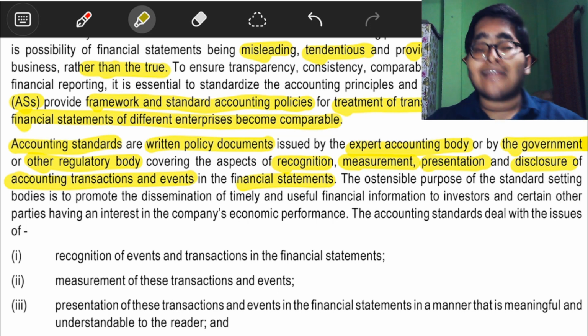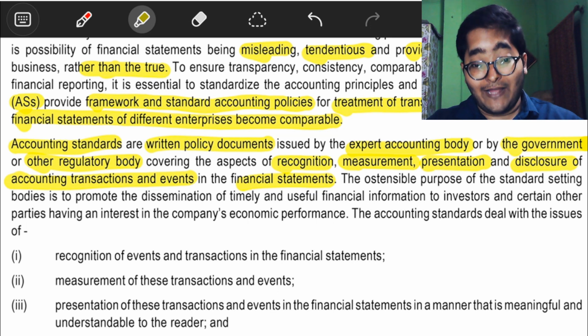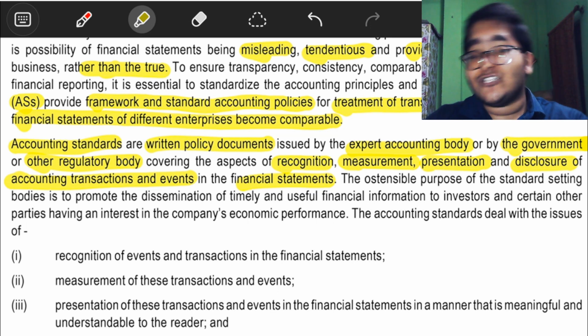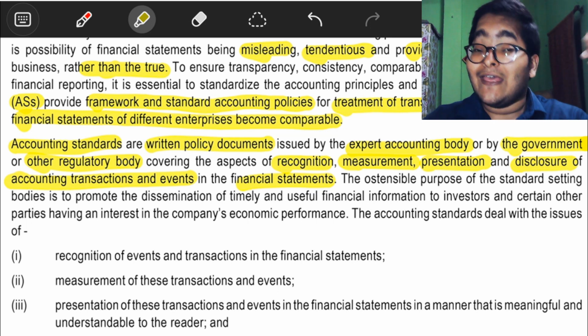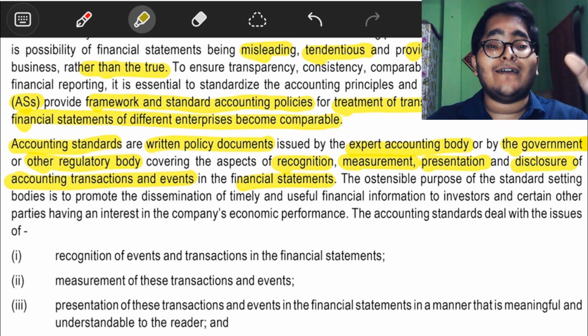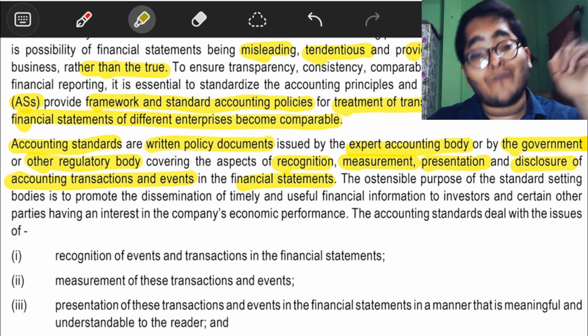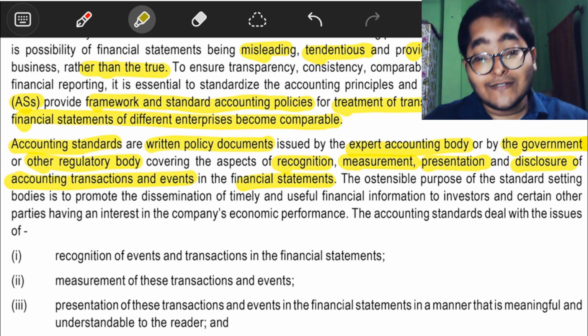तो अकाउंटिंग स्टैंडर्ड्स क्या है? अकाउंटिंग स्टैंडर्ड एक रिटन पॉलिसी डॉक्यूमेंट है. फॉर एग्जाम्पल, इंश्योरेंस पॉलिसी का एक रिटन डॉक्यूमेंट होता है. उसी तरीके से अकाउंटिंग स्टैंडर्ड अकाउंटिंग के लिए एक रिटन पॉलिसी डॉक्यूमेंट है जिसको सेट करता है.